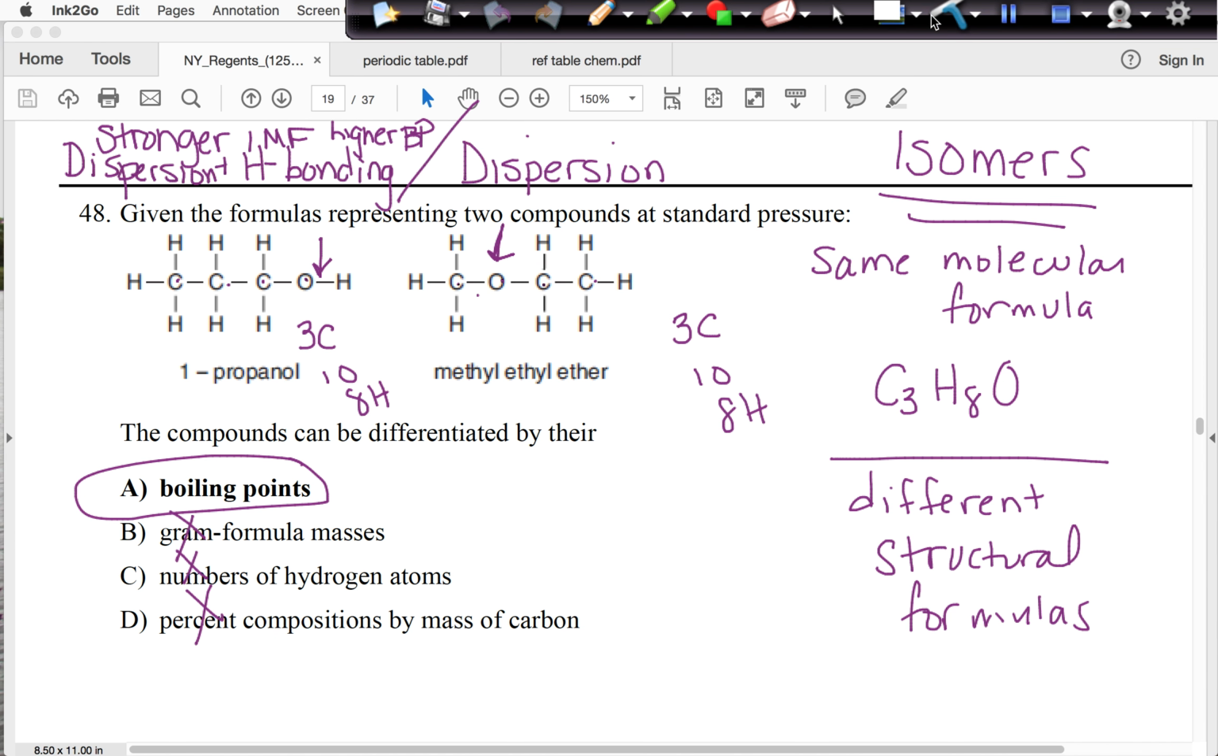These also have different sets of functional groups because this is an ether and this is an alcohol. And remember, those functional groups from Table R give us different properties for the different types of molecules.